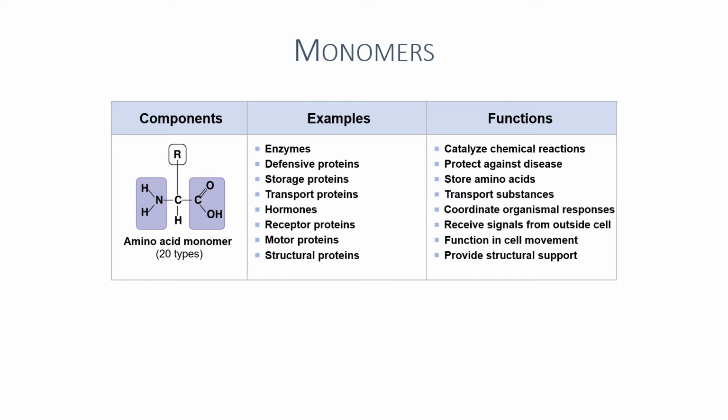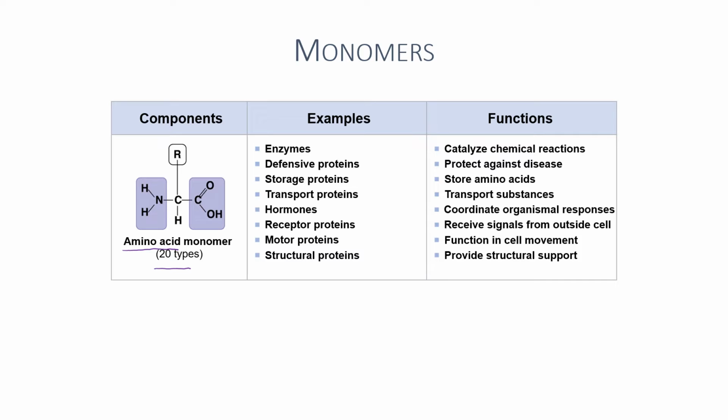The first type of monomers are the amino acids. There are 20 different types of amino acids. These amino acids are connected together through the formation of covalent bonds between the amino acids, which we call peptide bonds, to form polypeptide chains. These polypeptide chains will have specific functions.